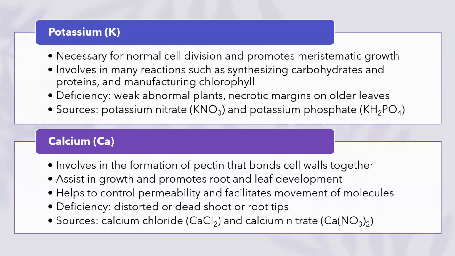Potassium is necessary for normal cell division and promotes meristematic growth. It plays a role in many reactions within plants, such as synthesizing carbohydrates and proteins, and manufacturing chlorophyll. Insufficient potassium results in weak and abnormal plants, sometimes with necrotic margins on older leaves. Potassium nitrate and potassium phosphate are common sources of potassium in culture media. Potassium chloride is also occasionally used.